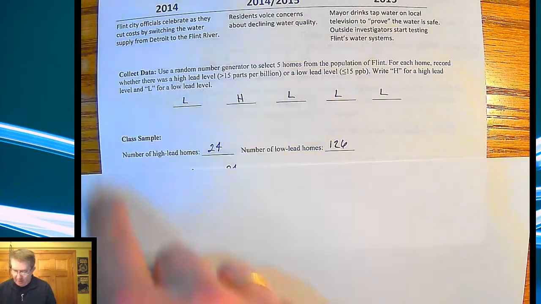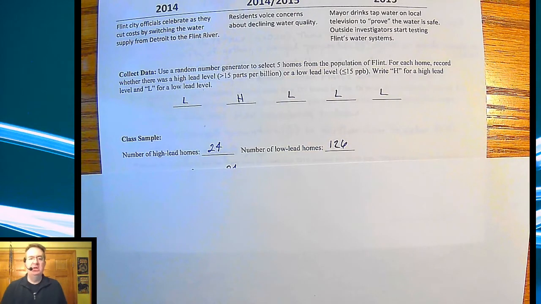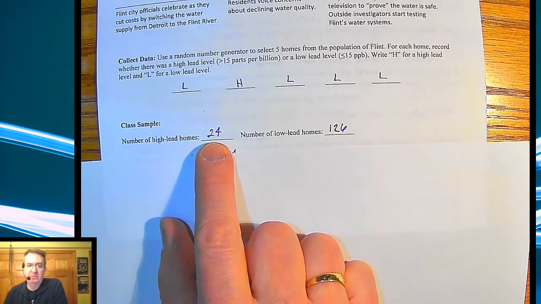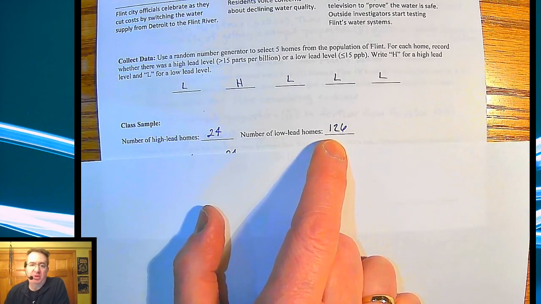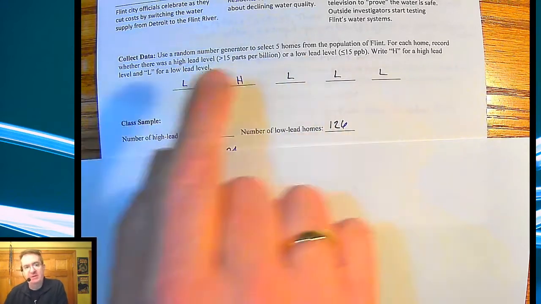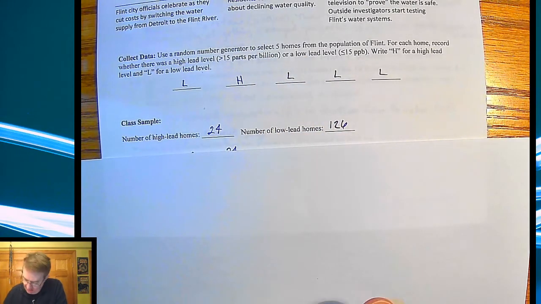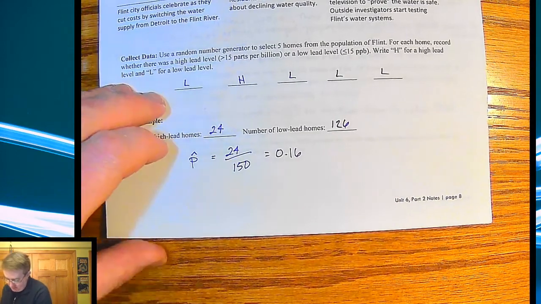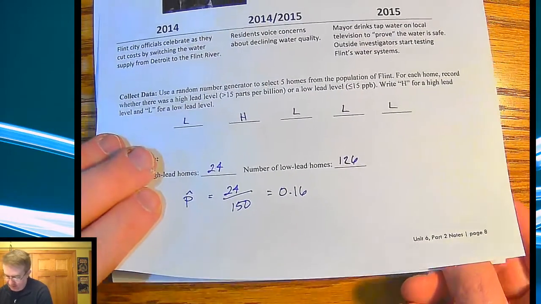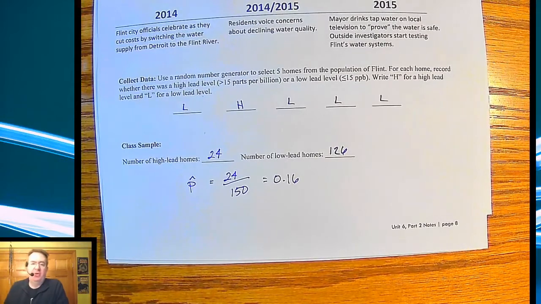You're going to total up all of the high lead homes that happened in the simulation together. So you got 24. And then do the low lead homes, and that's 126. So there's a total of 150 pieces of data here. And then from there, our p-hat, 24 out of 150, is about 16% of our homes in Flint, according to the simulation.